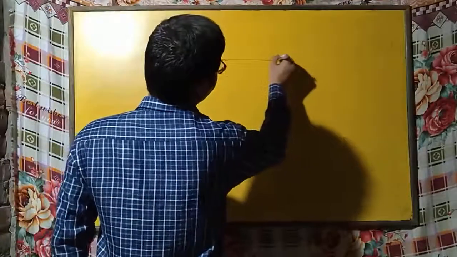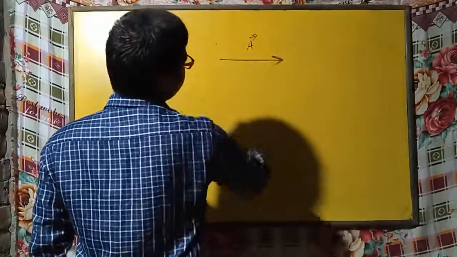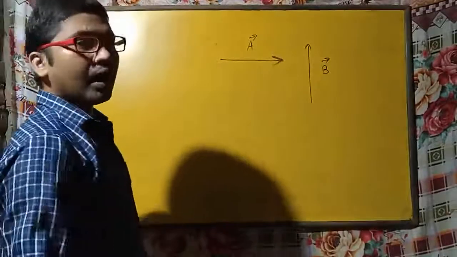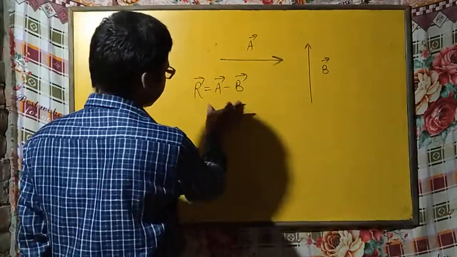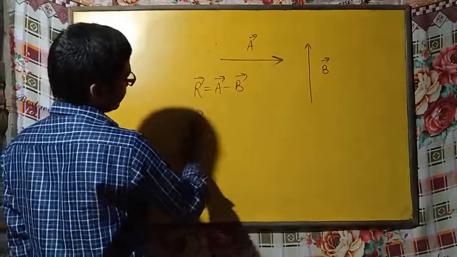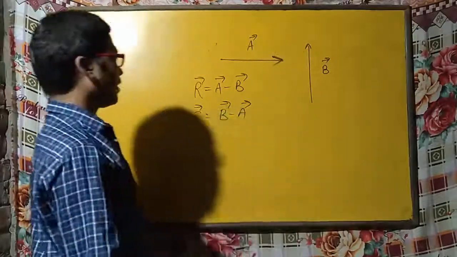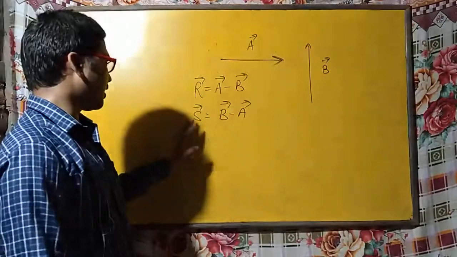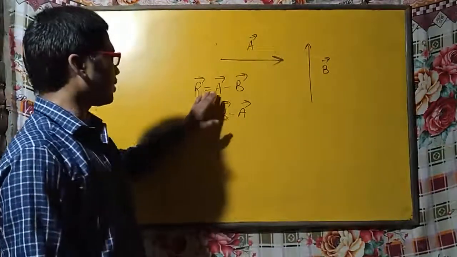So suppose we have two vectors, suppose this one is vector A, and we have another vector, suppose this one is vector B. So we have two vectors, vector A and vector B. Now our aim is to find out the subtraction, that is A minus B. Our aim first is to find out R is equal to A minus B. Then our second aim is to find out S vector is equal to B minus A. Okay, so let us discuss first about this one, that is R is equal to A minus B.